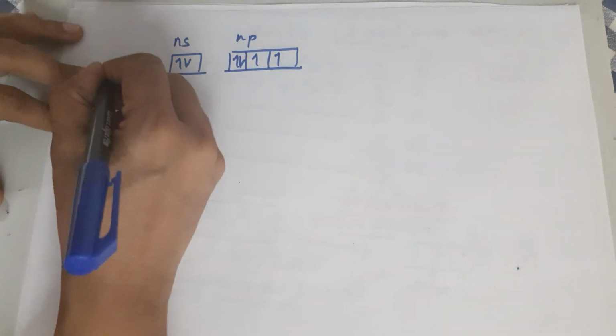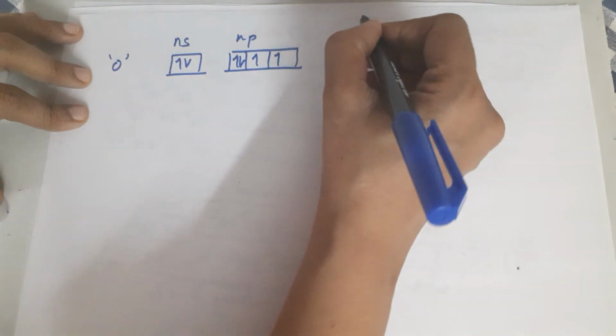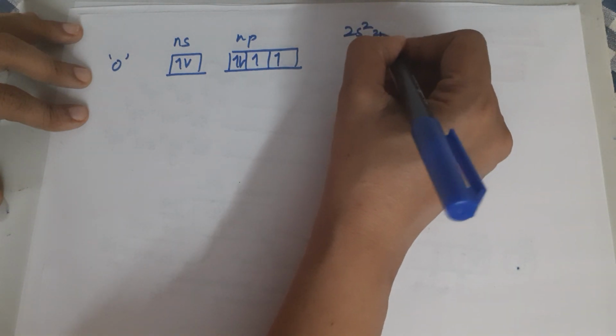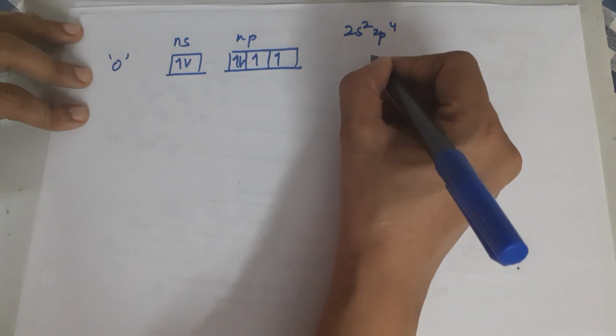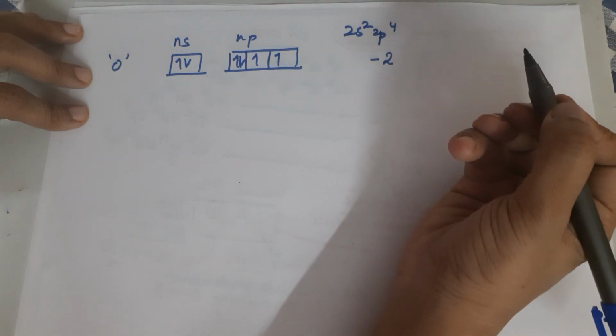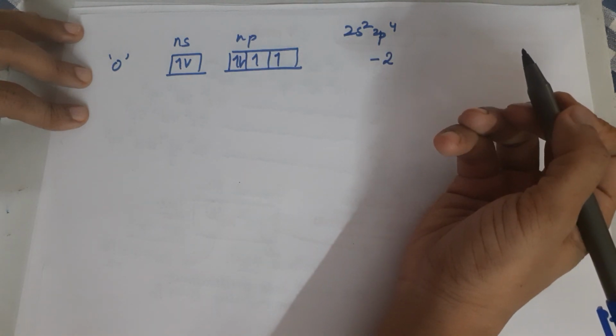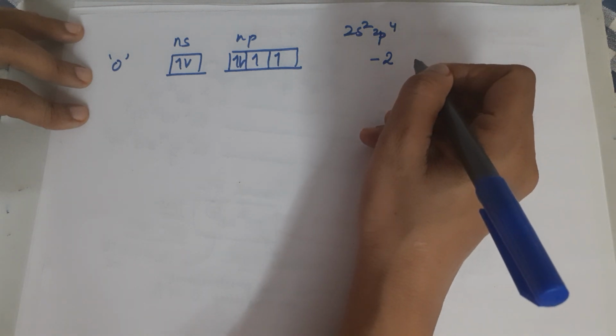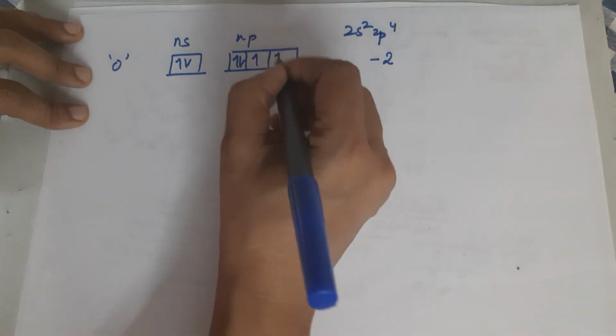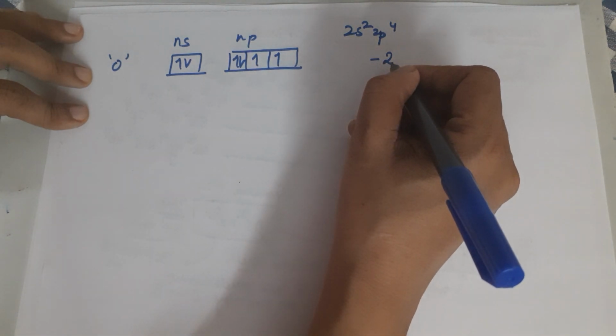If I talk about oxygen, the configuration is 2s2 2p4, which means oxygen has a tendency to gain 2 electrons. It is the second most electronegative atom with an electronegativity of 3.5, just after fluorine. So if it gains 2 electrons, it becomes -2.